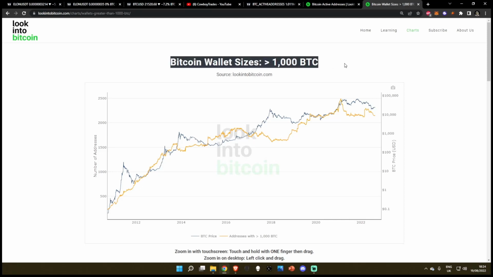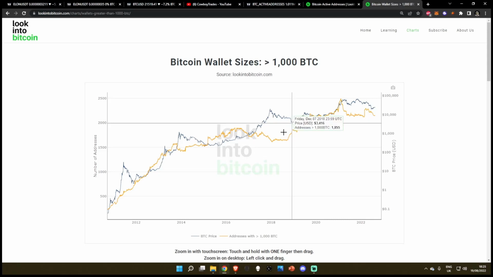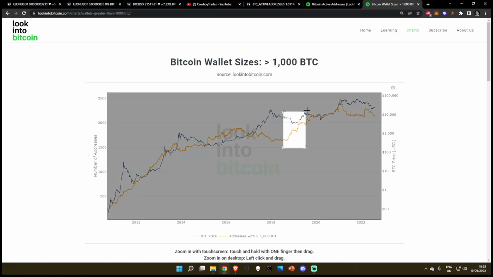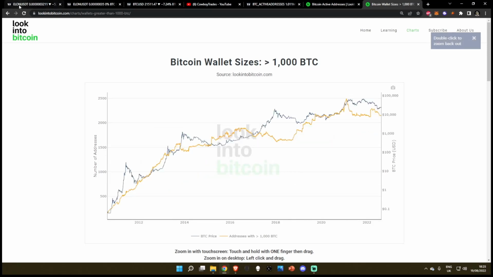This is the Bitcoin wallet sizes that hold more than 1,000 BTC, also known as smart money, whales, institutional money, the people that you want to follow. I'm not going to deep dive into this chart because we've done this many times before. You can see this is highly inversely correlated to the price action because they love to DCA in as the price goes down and they love to DCA out as the price goes up, and they do a great job of calling the market bottoms when they start to drastically accumulate, like round here. The bottoms are in for the market structure over on Bitcoin.